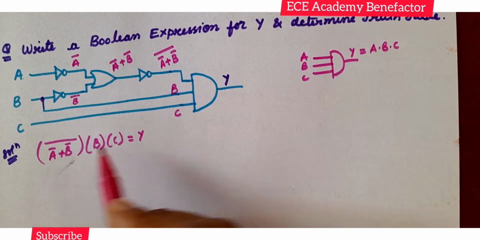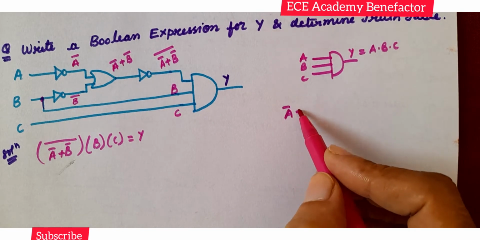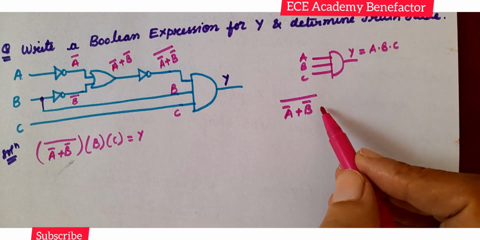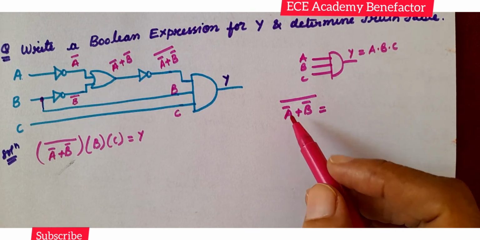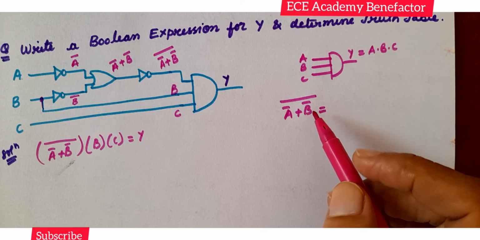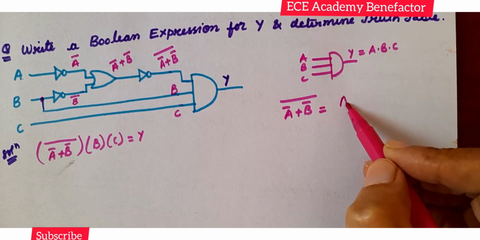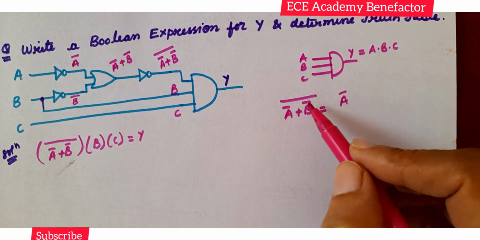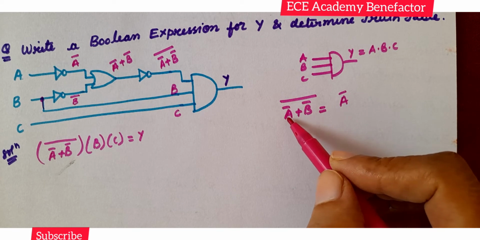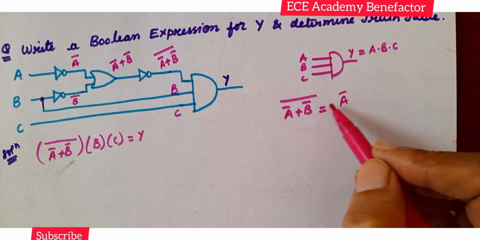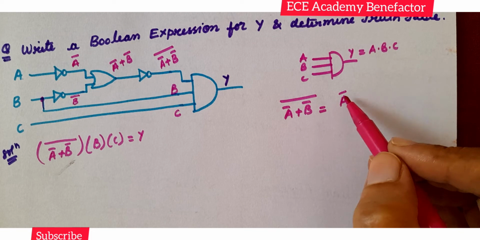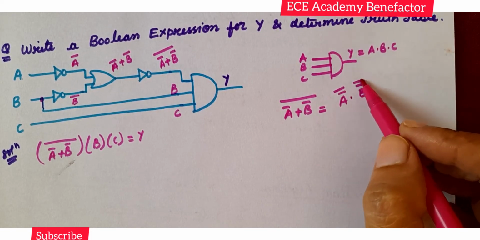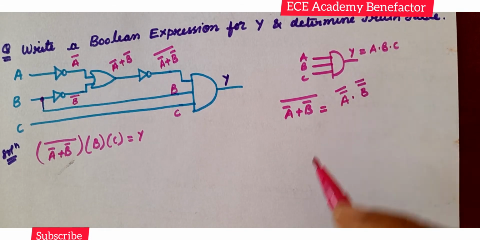So, what can we write? Let me simplify this term here: A bar plus B bar the whole bar. Now, apply De Morgan's theorem to it. Which De Morgan's theorem do you have to apply? For the NOR gate, A plus B the whole bar. Let us take this as one variable and this one as the other variable. So, A plus B the whole bar is equal to A bar dot B bar. So, here the first variable is A bar double bar dot B double bar by De Morgan's theorem.